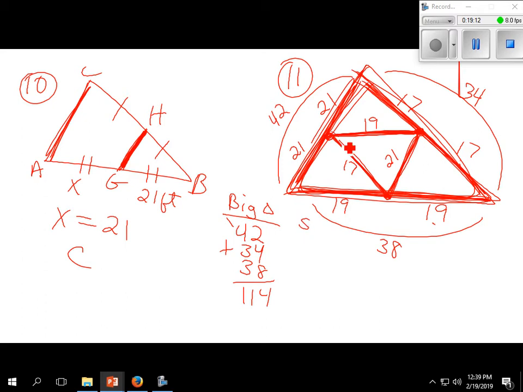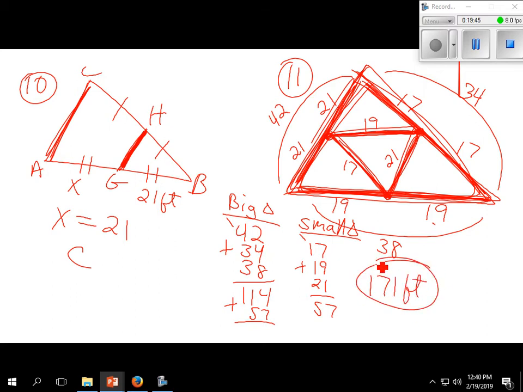Then we also want this smaller triangle in here. We want to fence it in. So we've got 17, 19, and 21. We're going to add all those up, and that gives us 57. Then we're going to add that 57 to the 114 to get the total fence. That looks like it comes out to be 171 feet of fence that we need, and that looks like answer C.